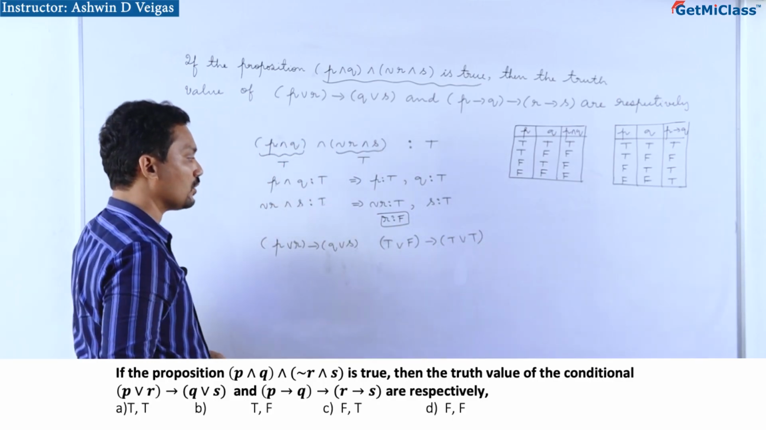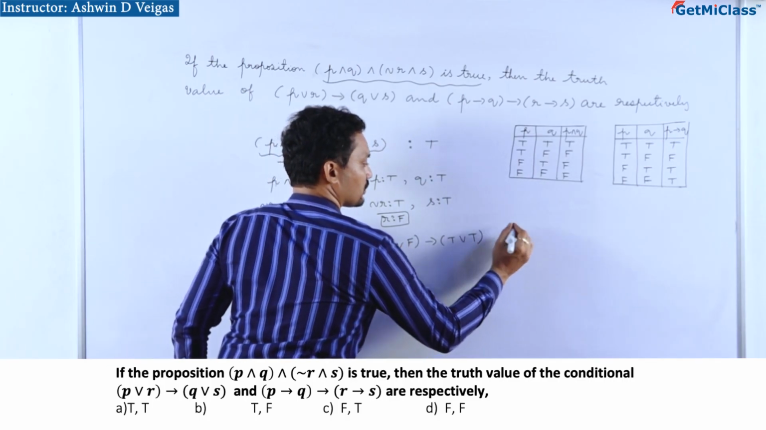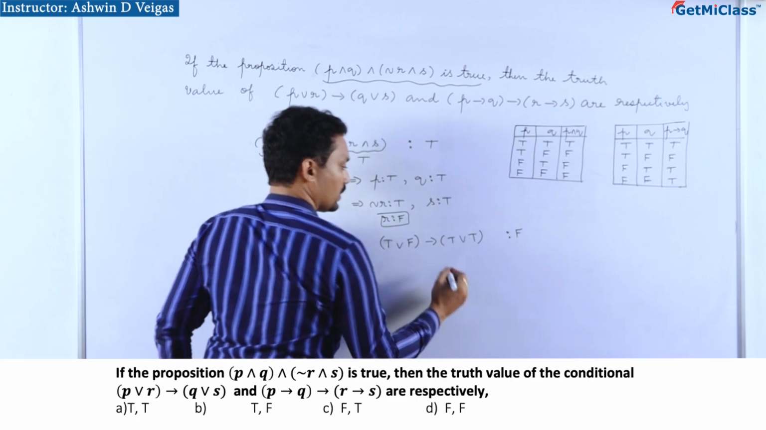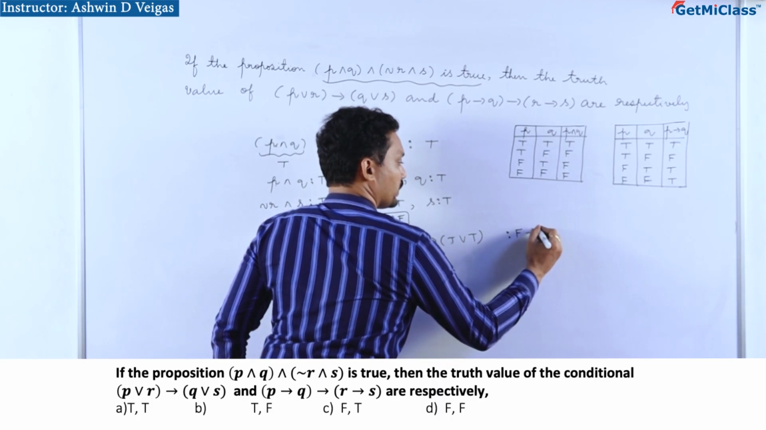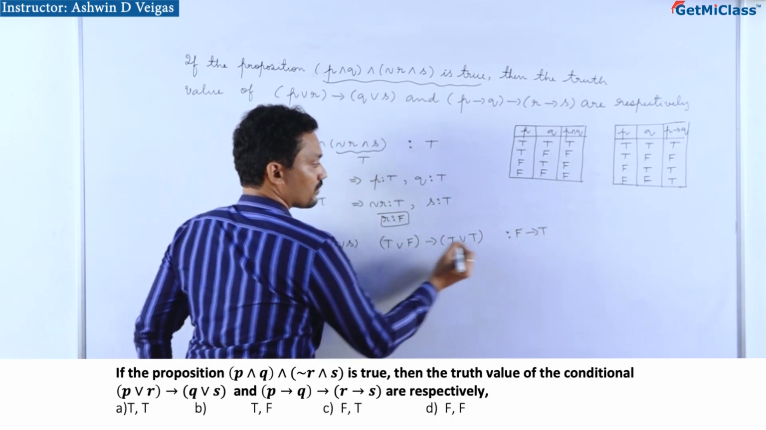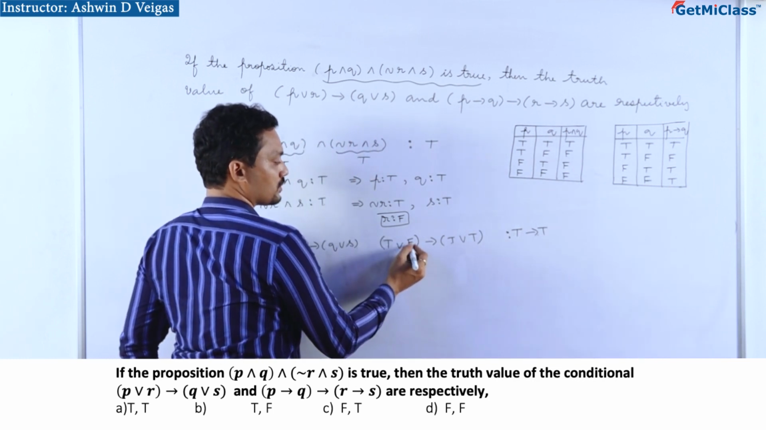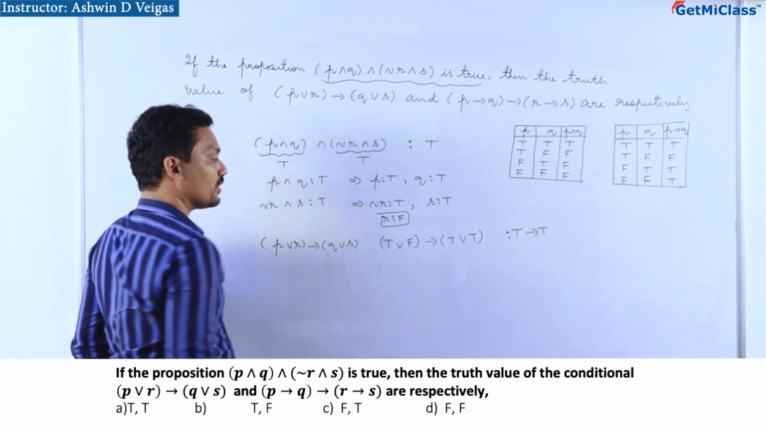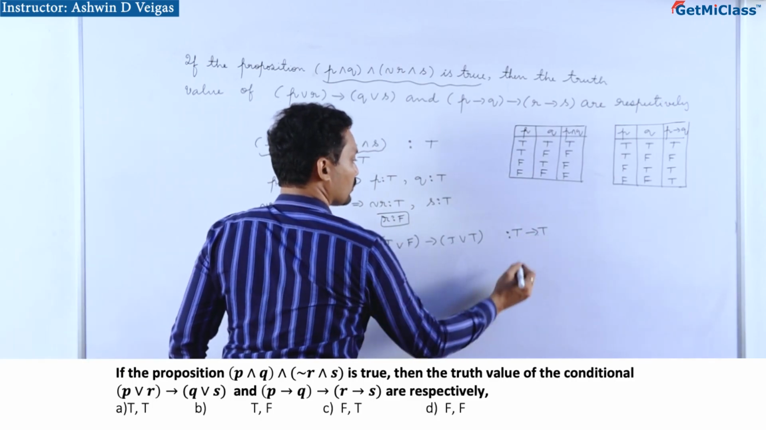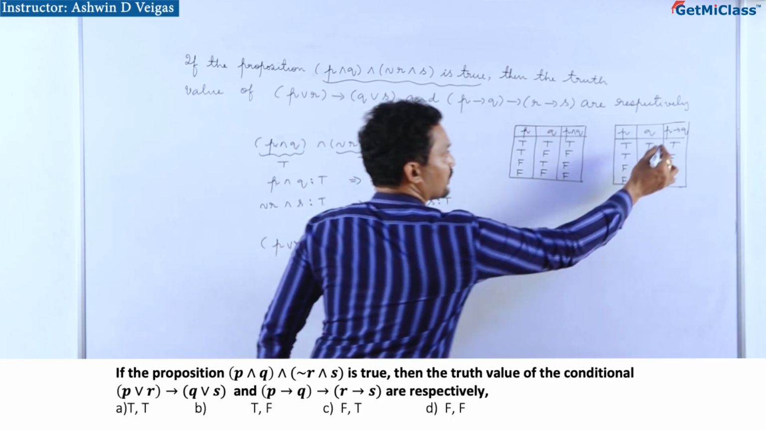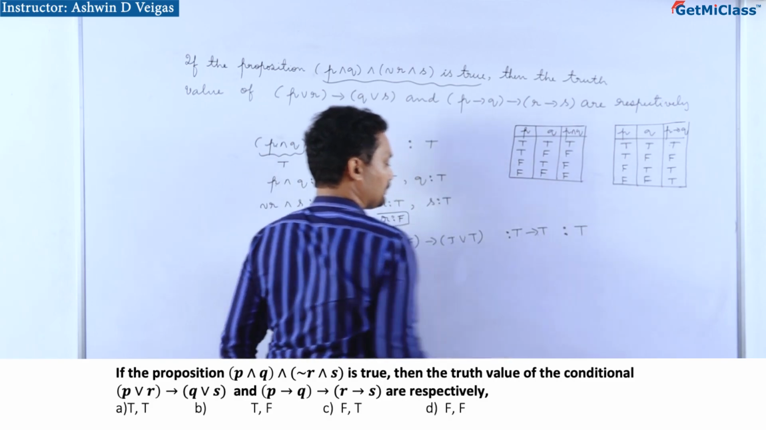Now, if you remember the OR table, sorry, true or false is true. OR is false only when both are false. For all other values, it is always true. So, true then true, and from the table, true then true is true. Therefore, we will get the answer as true.